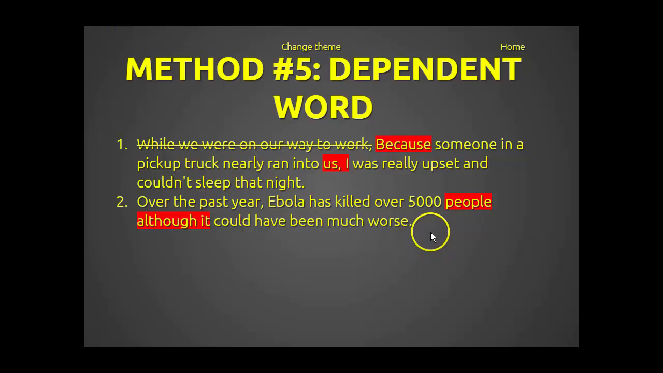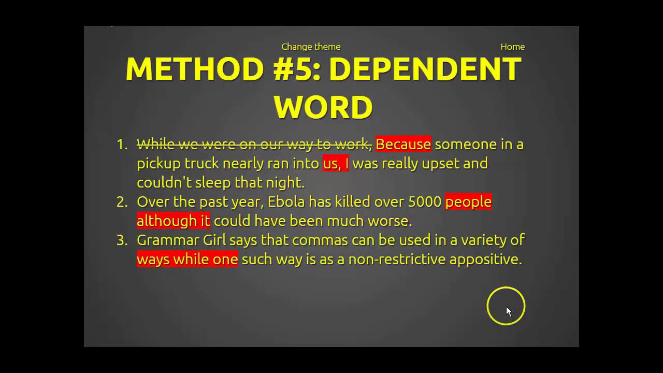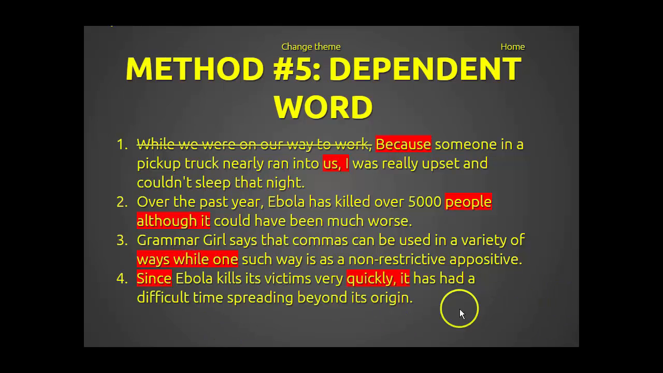Over the past year, Ebola has killed over 5,000 people, although it could have been much worse. In this case, this has been placed at the end of our sentence, and so there's no comma. Grammar Girl says that commas can be used in a variety of ways, while one such way is as a non-restrictive appositive. Again, at the end, there's no comma there. Since Ebola kills its victims very quickly, it has had a difficult time spreading beyond its origins. In this case, the word since is our subordinating conjunction. This whole clause comes at the beginning of the sentence, which is why this comma is here.